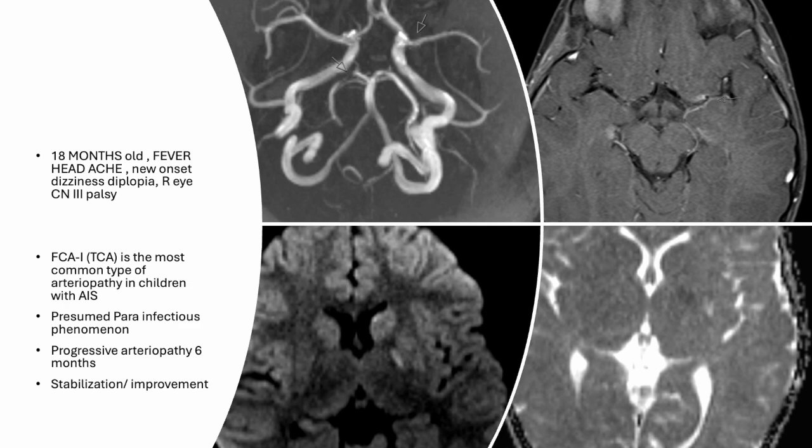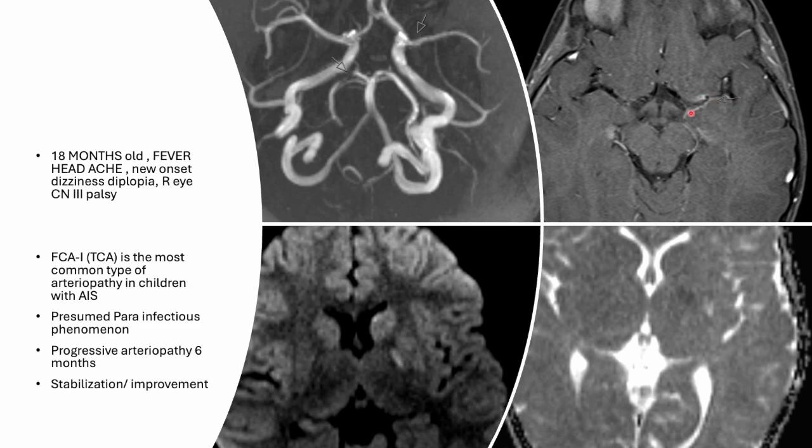This is a companion case where there was a slightly vague presentation history of fever, headache, new onset dizziness, diplopia, and also a right-sided third nerve palsy. And this was an 18-month-old. What we found really interesting was that there were 2 areas of cerebral arteriopathy. You could see that there was some stenosis in the left distal ICA and proximal MCA, but also the P2 segment of the right-sided posterior cerebral artery.